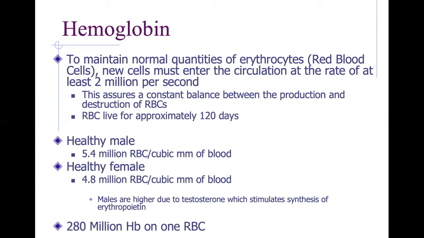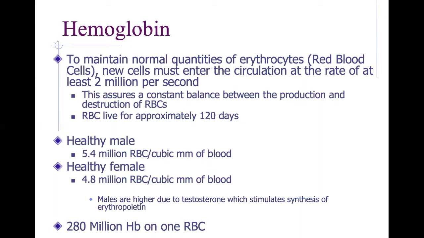In the female, it's a little bit less. We have about 4.8 million red blood cells per cubic millimeter of blood. Males tend to be higher because of the level of testosterone in their body, which actually stimulates the creation of erythropoietin, which is what leads to our production of red blood cells.